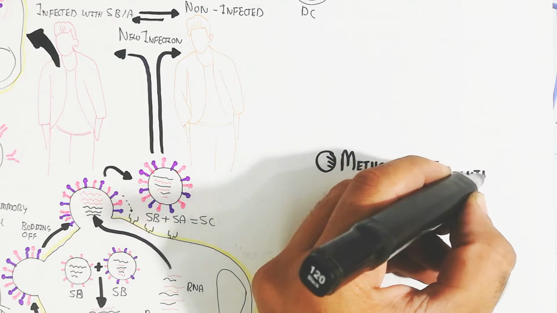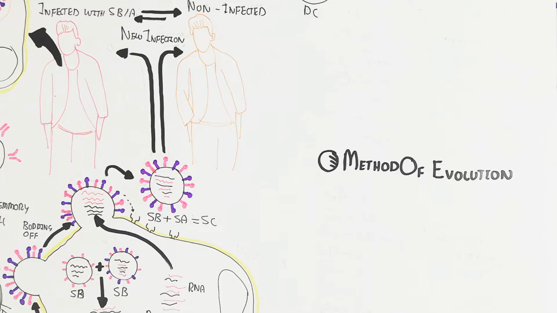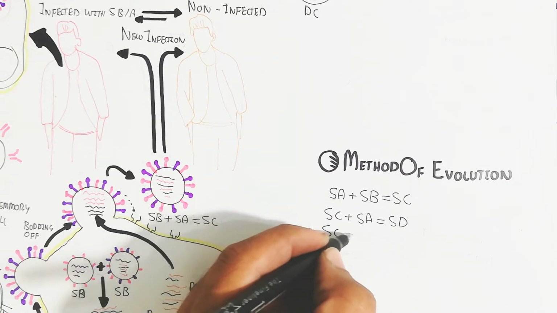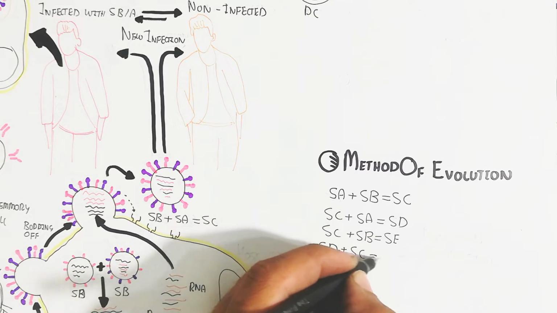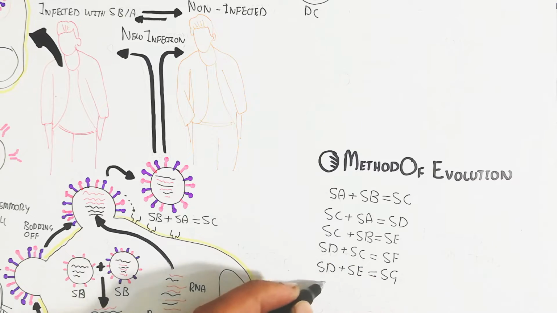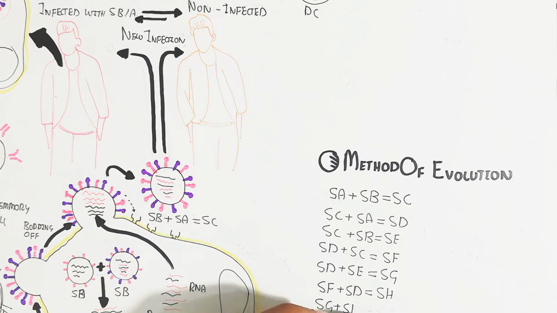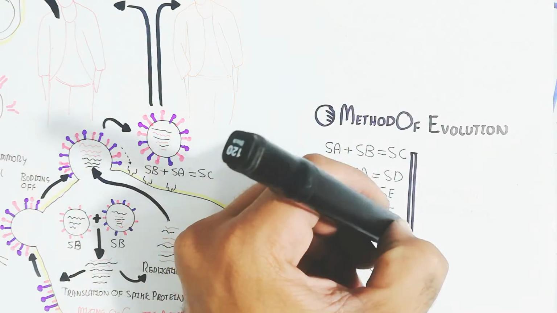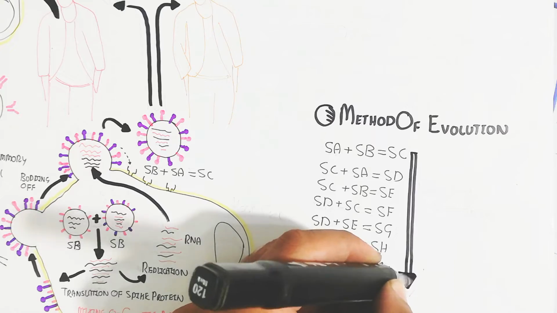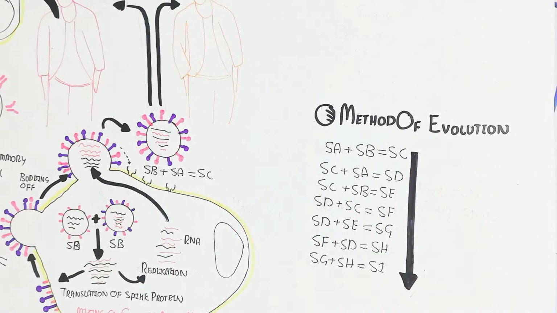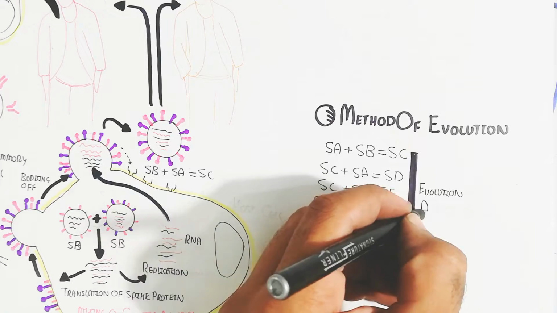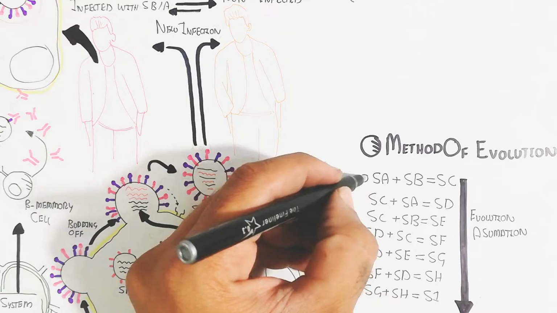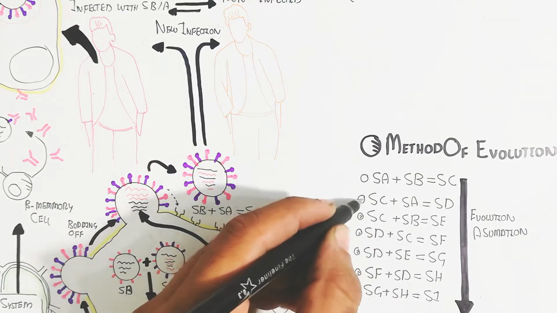Anyhow, let's further discuss the method of evolution. In this way a lot of strains can be produced by repeated infection from person to person, as well as animal to animal, animal to person and person to animal. So that is why here are strains C, D, E, F, G, H, I, by the combination and mixing of genetic material. So isolation and quarantine is very important for the inhibition of epidemic and pandemic situations.